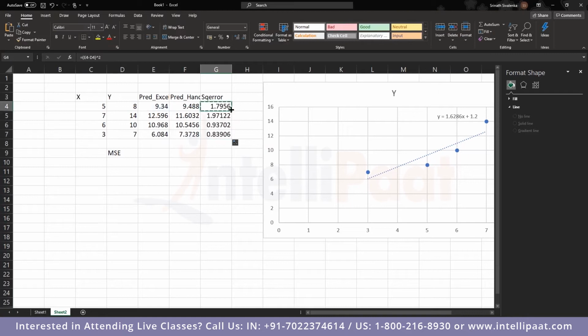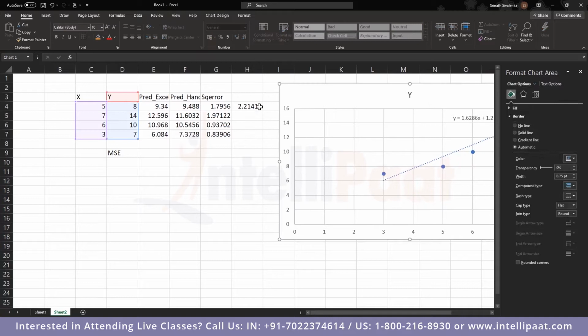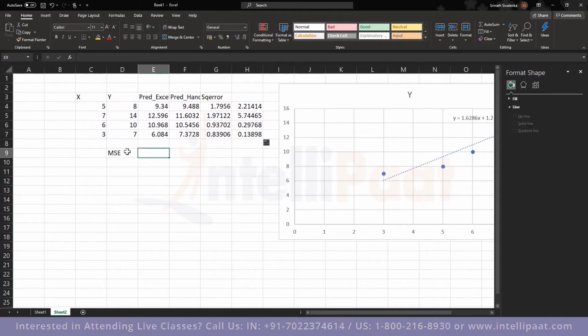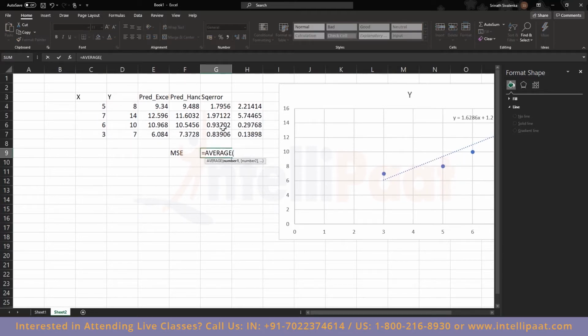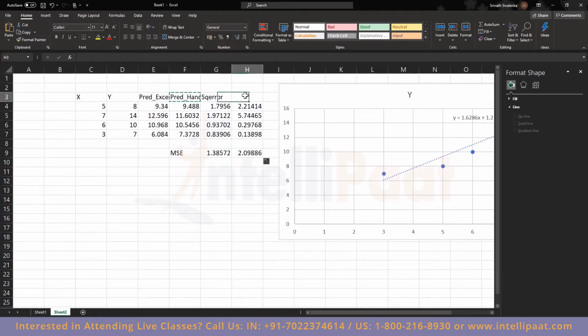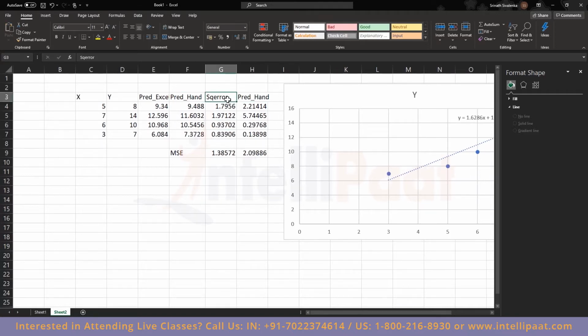Actual value minus predicted value, whole square. Similarly, you can do the same thing here as well, but this time it's going to be the actual value minus the predicted value, to the power of 2. So if you compute MSE, the average of this, and similarly the average of this, the one that we've computed by hand has a slightly higher mean squared error.